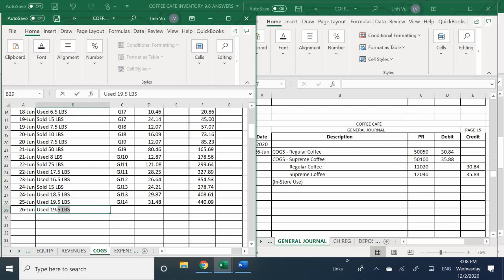General journal, journal 15 now. And our amount for that was the 30.84.